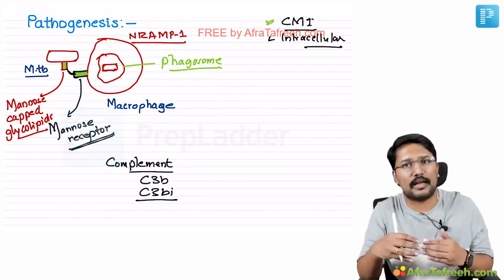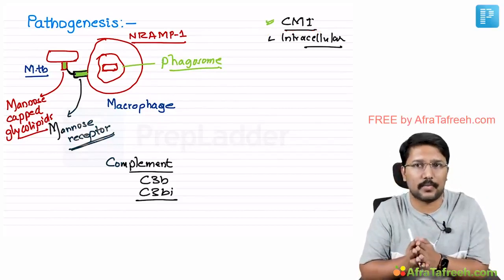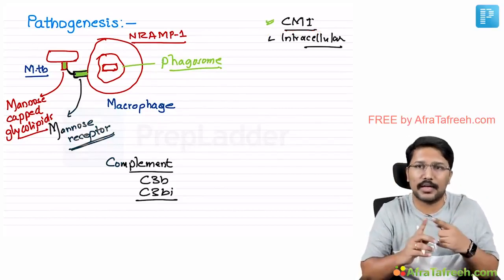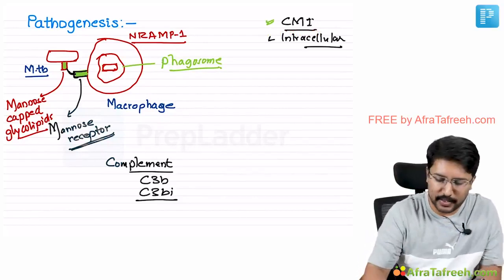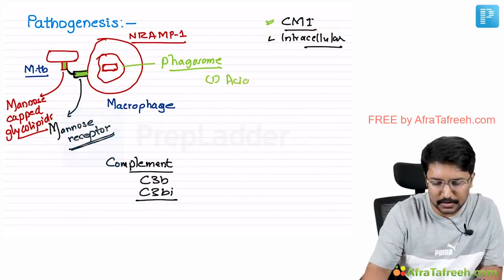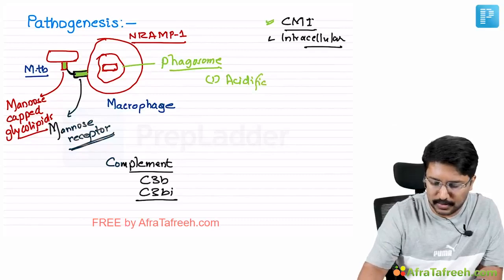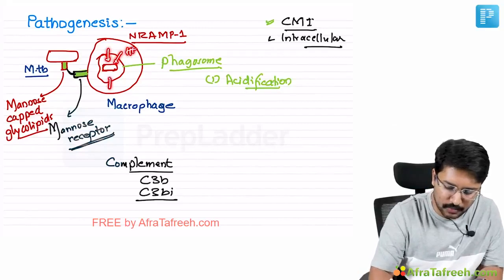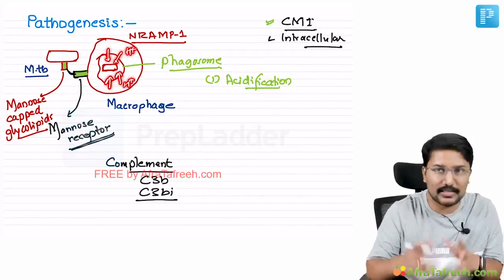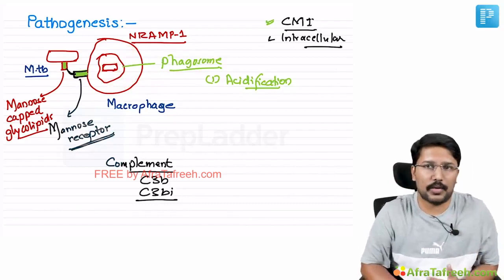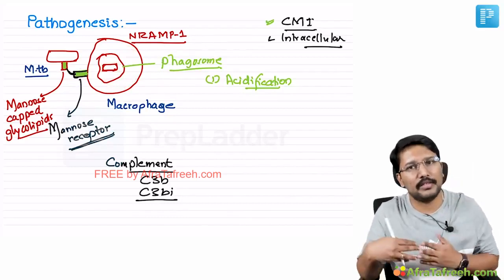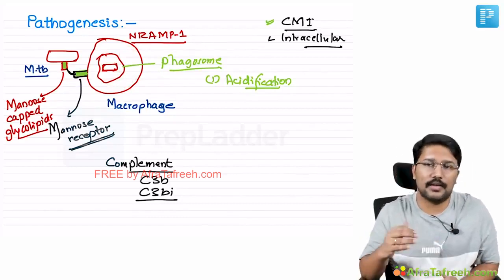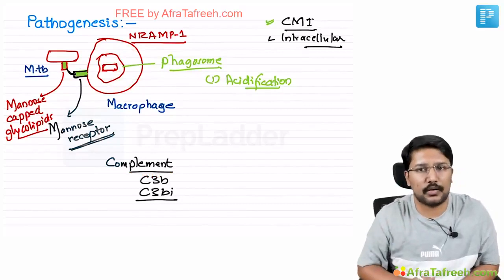Now how can the macrophage destroy this bacilli? There are two important mechanisms. The mechanism number one is acidification of the phagosome. So protons, H plus ions, are pumped into the phagosome. So there is an acidic environment which destroys the mycobacteria. But mycobacteria have an evolutionary mechanism where they can inhibit this acidification of the phagosome.